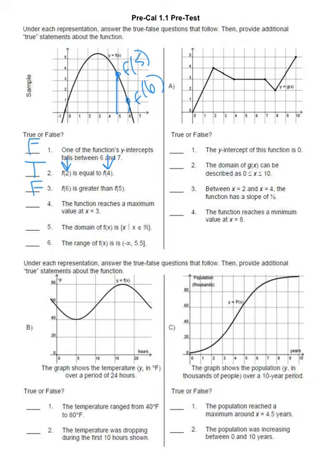Okay, next question. The function reaches a maximum value at x equals 3. So right here, when x equals 3, we do have a maximum, so that one's true.